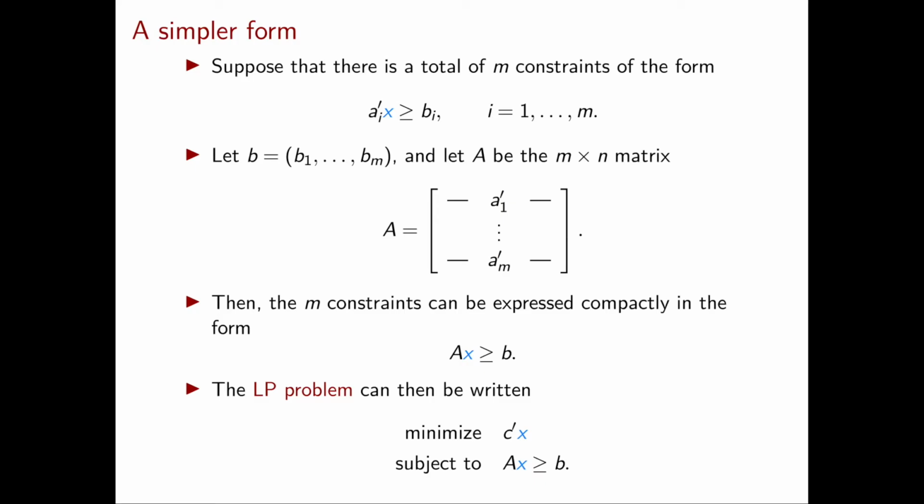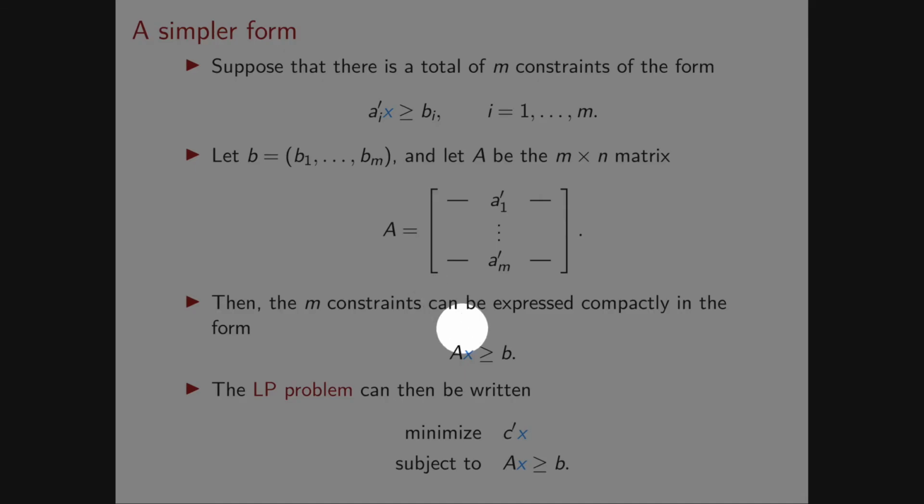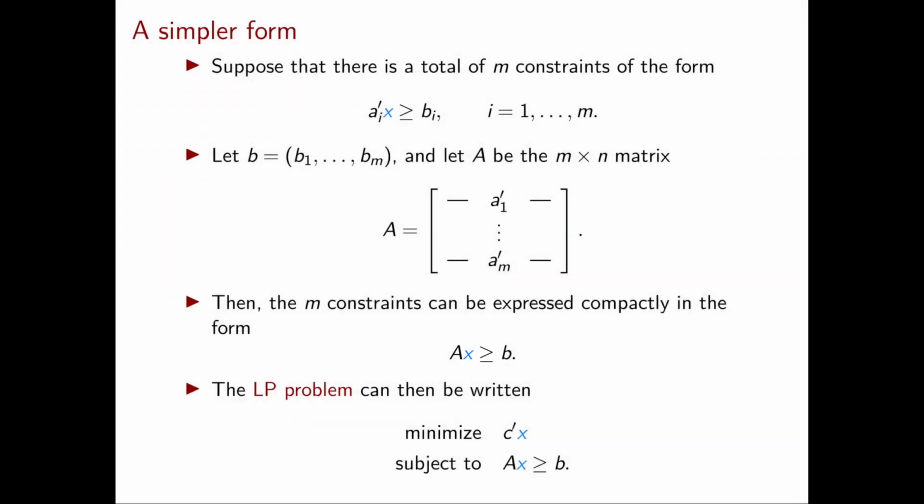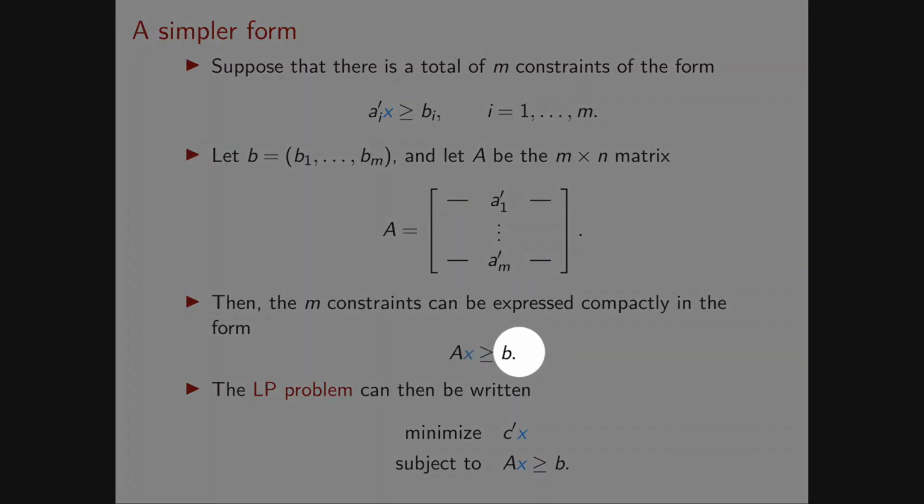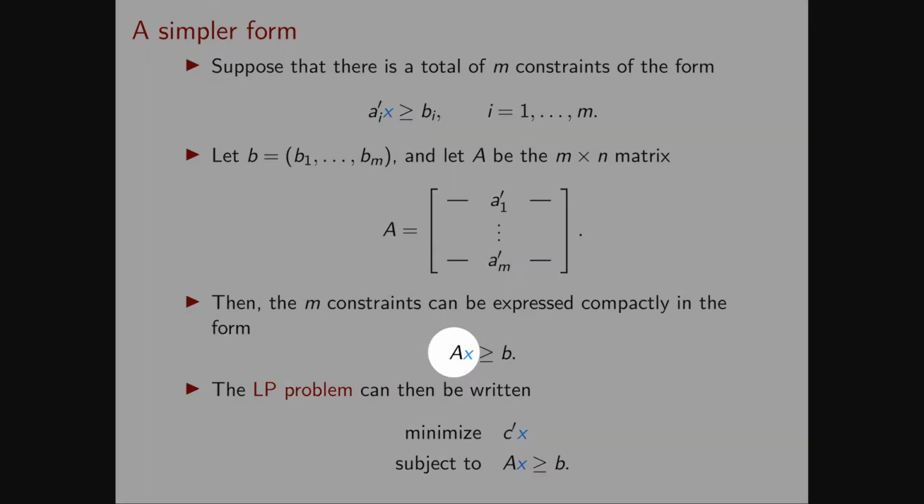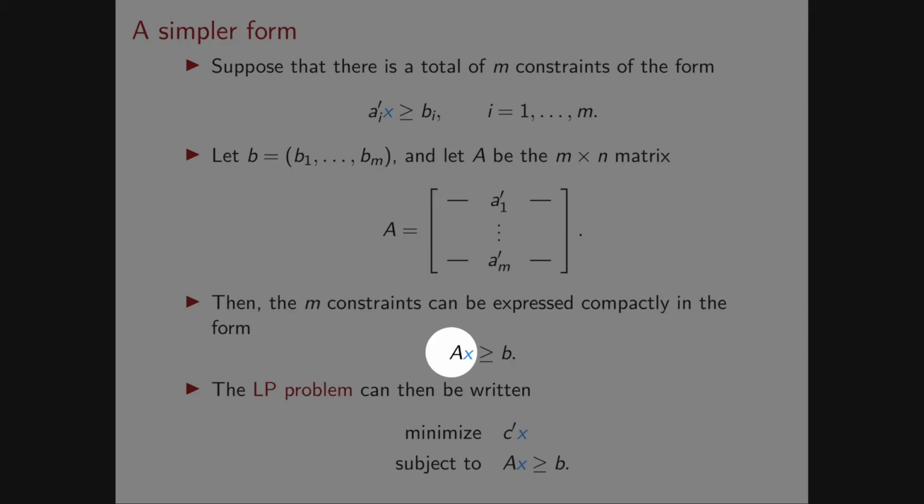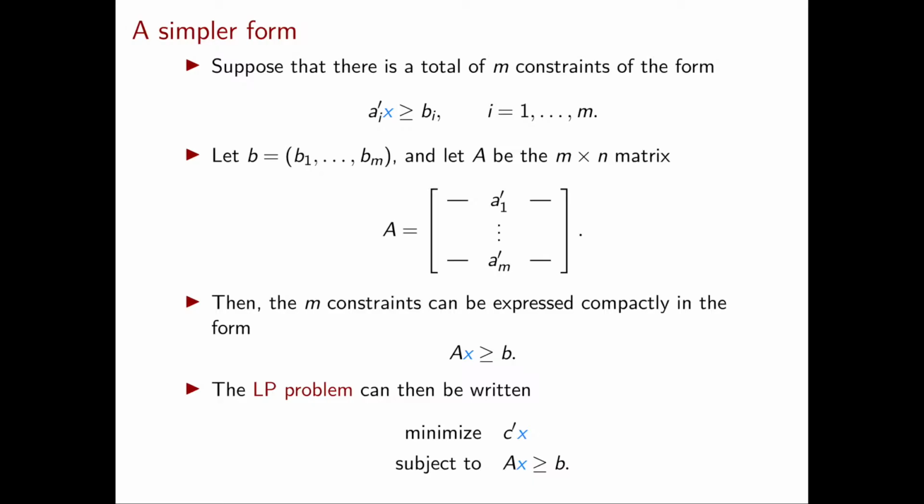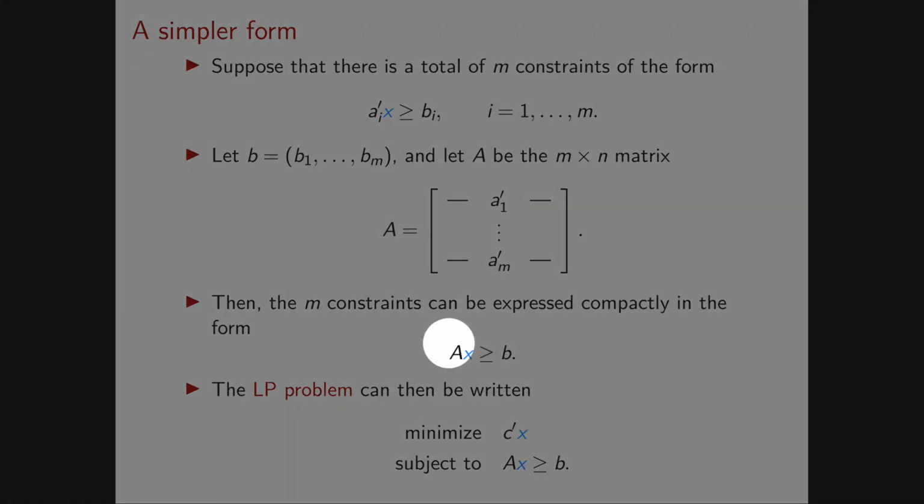Then all the m constraints can be written at once with the inequality Ax greater than or equal to b. In this constraint, remember b is an m vector, and the product Ax is also an m vector. In fact, the matrix A is m times n and is multiplied by an n vector, so the product will be a vector with m entries. Enforcing that the vector on the left-hand side is greater than or equal to the vector on the right-hand side means that we enforce this linear inequality component-wise.